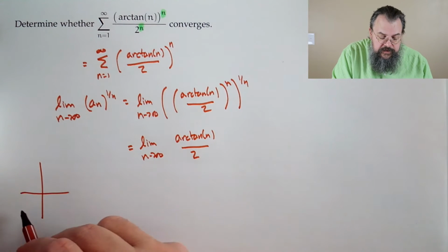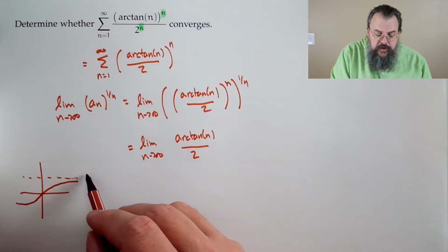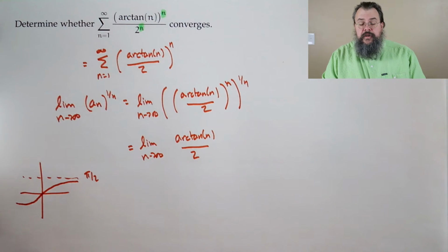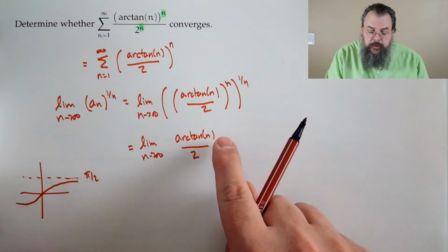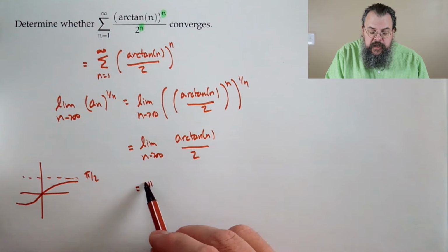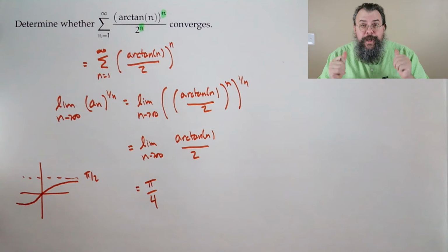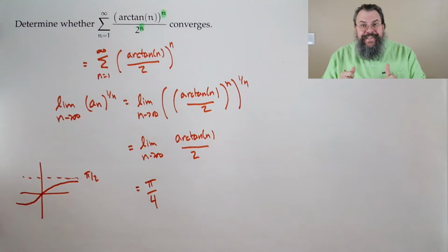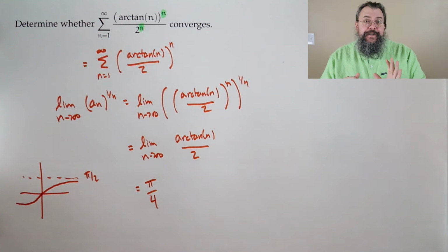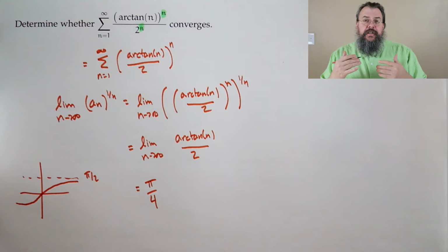If you plot the arctangent function, it's approaching an asymptote. And what it's approaching is pi over 2. So as n goes to infinity, we get pi over 2 on the top. Of course, you have a 2 there. And so we get pi over 4. Now, great news, we have a limit. Nice! We're not quite done yet, because we have to say, what is this number? And in particular, how does it compare to 1? Because that's going to be the answer.